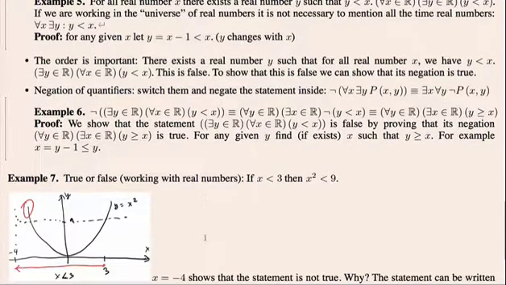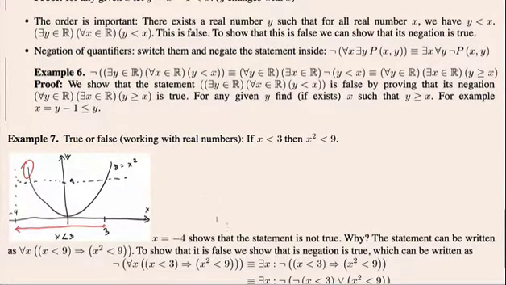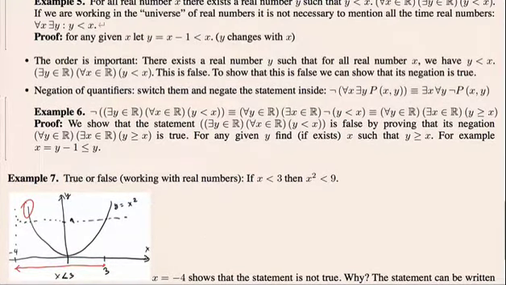Another example for these quantifiers, the question is whether it's true or false. We are working with real numbers. This is an implication. The proposition is that if x is less than 3, then x squared is less than 9. In some cases, graphs are very important tools to show what the statement is and to show that we want to prove something.